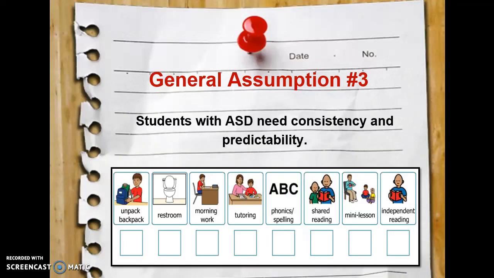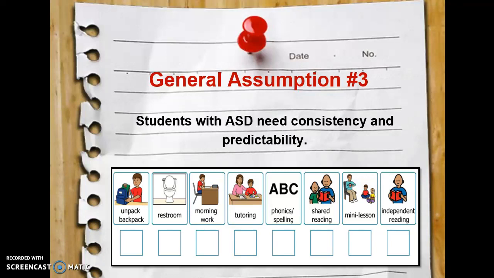General assumption number 3. Students with ASD need consistency and predictability. Having a sense of structure will help a student know what to expect throughout the day. This will help students feel reassured that they know what will happen next. Visual schedules provide the structure and predictability the student may need. We will talk more in future sessions about visual schedules and visual supports.